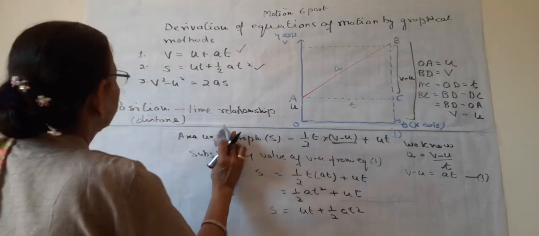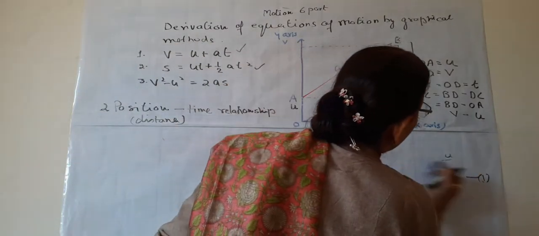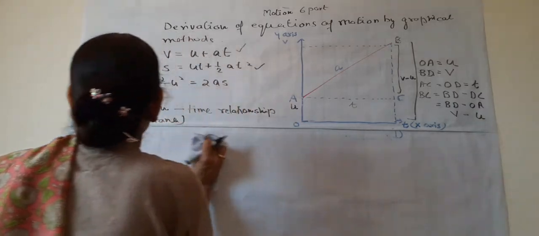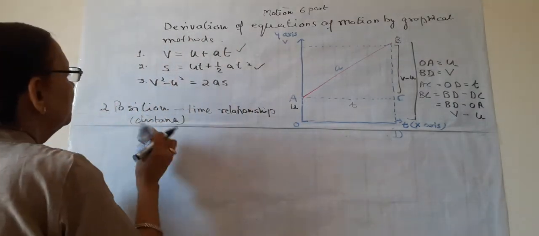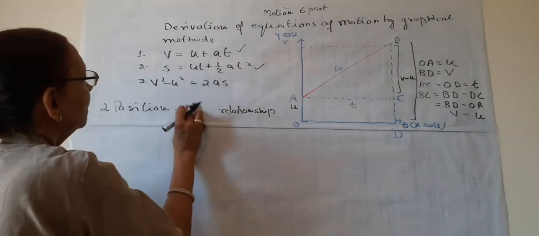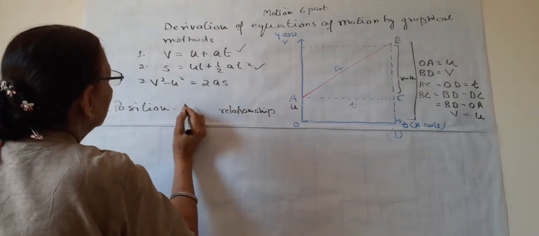So now we will derive the third equation of motion. This equation of motion shows the relationship between position and velocity.